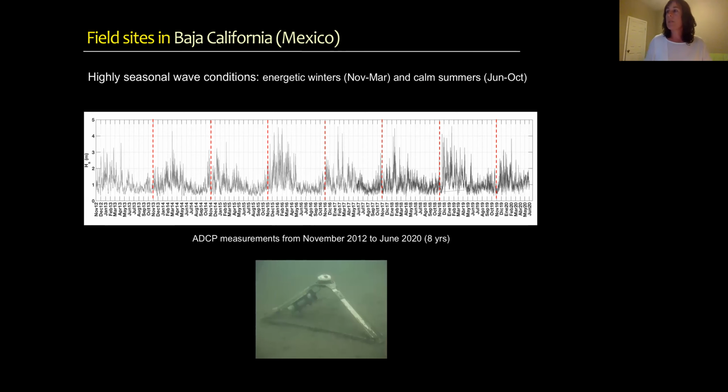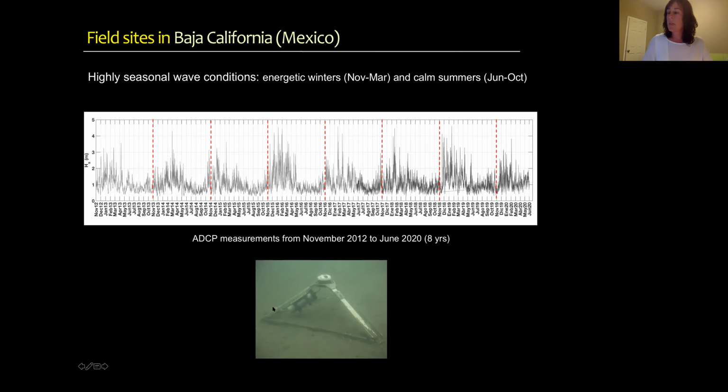This is a time series of the waves that we've measured in our sites. These are ADCP measurements for an 8-year period. Each dashed line represents each November for each year. Okay, so this is 2012, 13, and so on until 20.